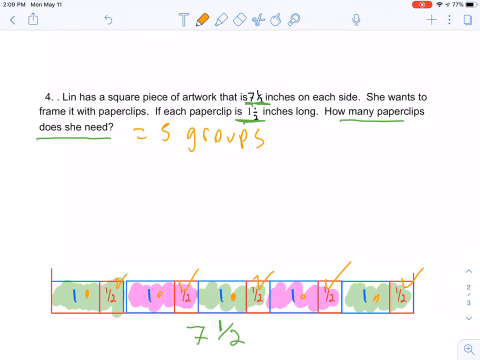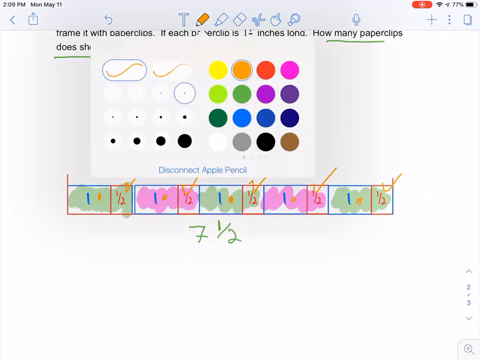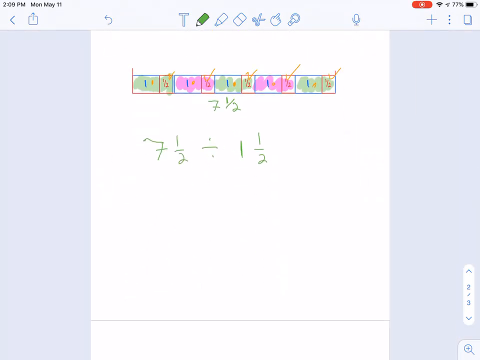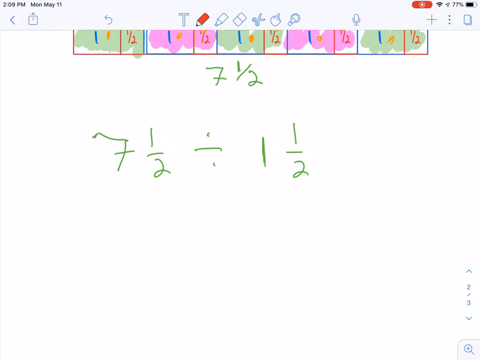Okay, so algorithm time. How do we solve this problem using an algorithm? Okay, perfect. So we have 7.5, and we must divide that by what? Perfect. We are dividing it by 1 and 1/2. Now, what's our problem here? Why are we going to run into trouble? Perfect, because we have mixed numbers instead of improper fractions. So before we can keep, change, and flip, we must convert these mixed numbers into improper fractions.